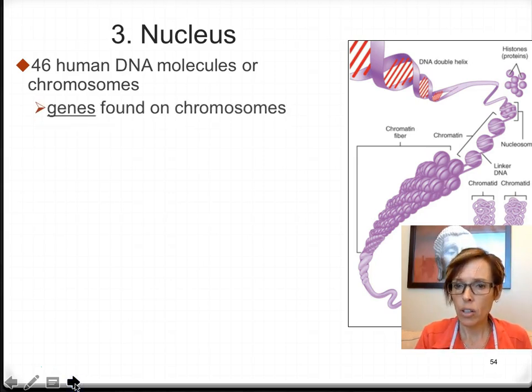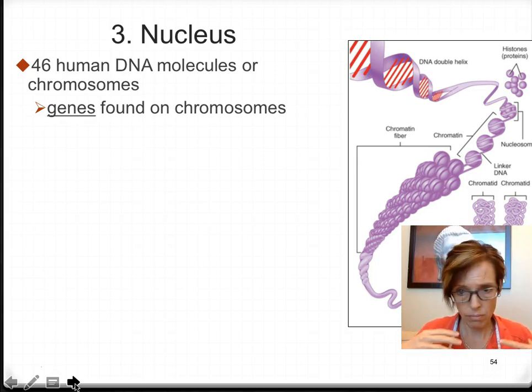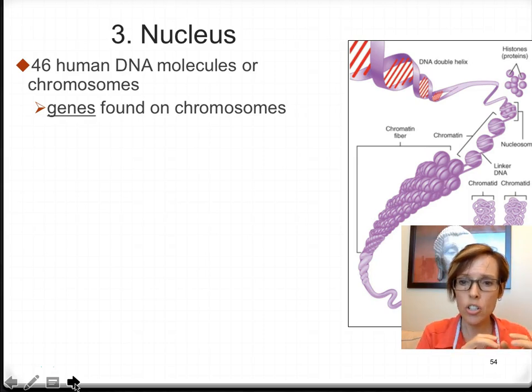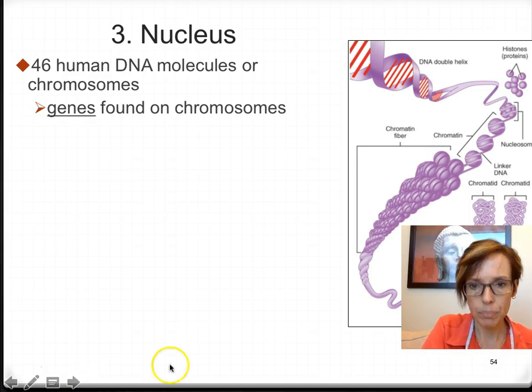Genes are found on chromosomes. Remember, a gene is simply a recipe for a protein. That's what it is. It's a recipe for a protein. That's what your gene is. Depending on what that protein is, it might be a combination of genes working together to make it, or it's a single gene sort of phenotype, if you will.